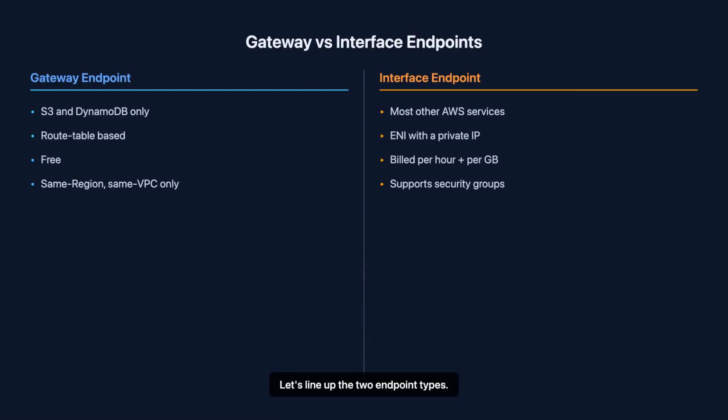Let's line up the two endpoint types. The gateway endpoint covers S3 and DynamoDB only. It's route table based, it's free, and it only serves the local VPC in the same region. The interface endpoint covers most other Amazon Web Services. It's an elastic network interface with a private IP. It's billed per hour plus per gigabyte, and it supports security groups. The quick mental shortcut: if the question mentions S3 or DynamoDB and cost, think free gateway endpoint. For anything else, it's an interface endpoint.